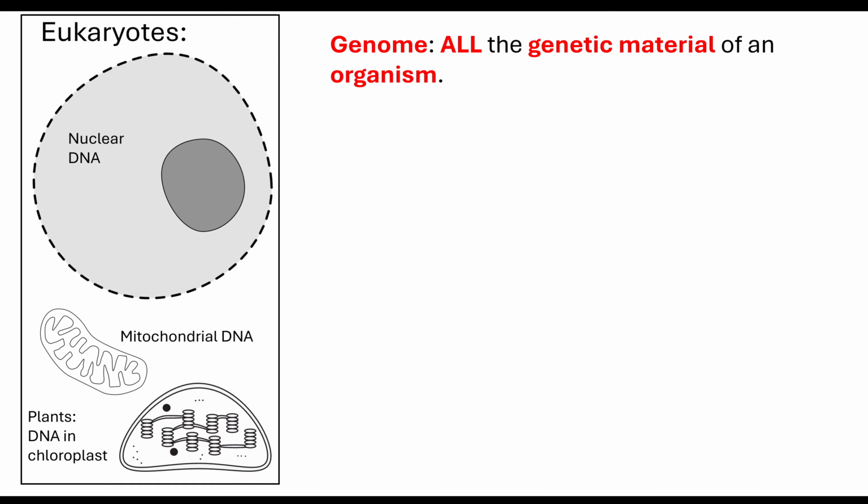So first of all, let's just discuss the genome. All the genetic material of an organism is known as their genome. Now, if we're looking at eukaryotes, we're therefore talking about their nuclear DNA, the mitochondrial DNA, and if we're talking about plants with eukaryotes, then we also need to include the DNA which is found in the chloroplast. So the genome is all the genetic material of the organism.